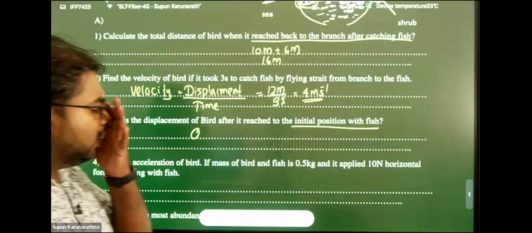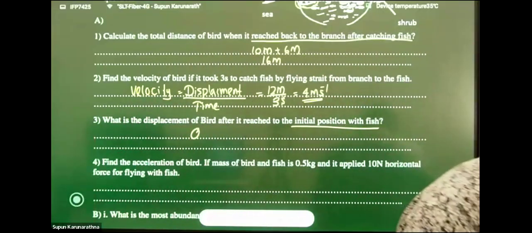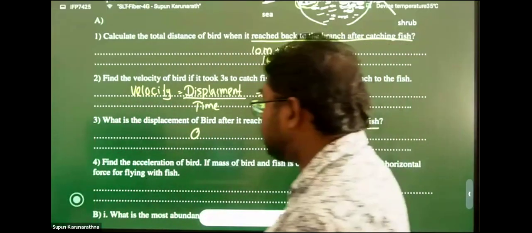Answer should be 0. Sorry, answer should be 0.